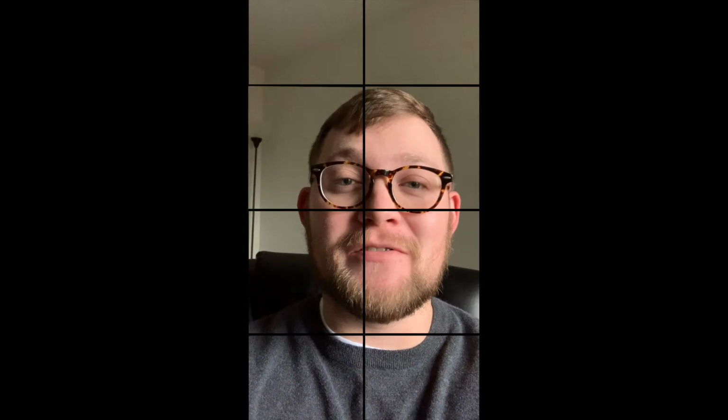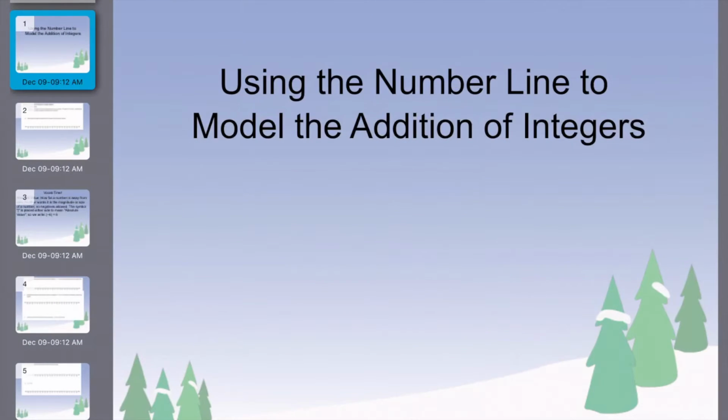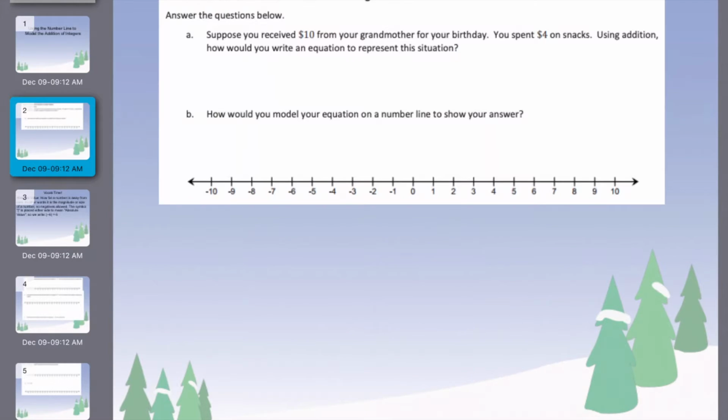Today's video is going to be all about adding numbers on the number line. So, without further ado, let's get to the video. Today, we're going to be talking about how to model addition of integers on the number line. So we're going to start off with an example, and then I'll tell you how we need to work with the number line going forward.